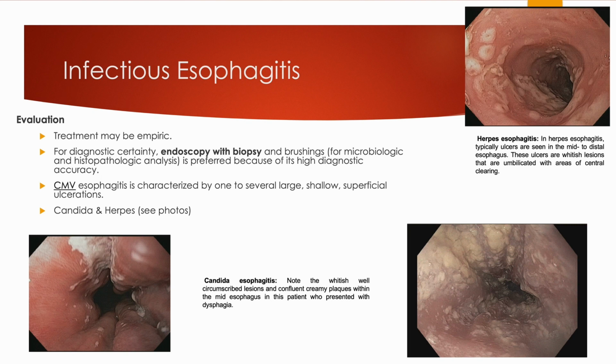You can have candidal rashes from the mouth to the butt. You can get diaper dermatitis that's caused by candida. But if we see candida, we should be thinking some sort of immunocompromised state or recent antibiotic use, something like that. Herpes esophagitis looks a little bit different.